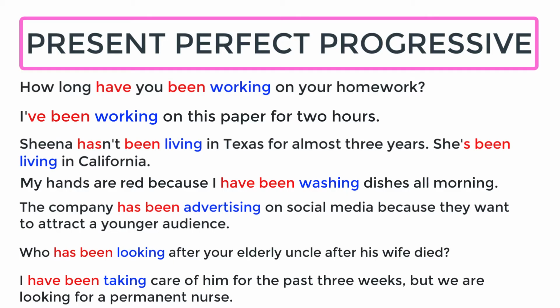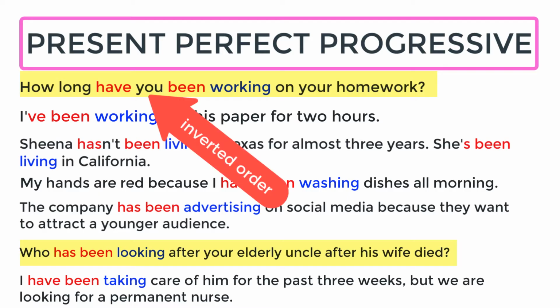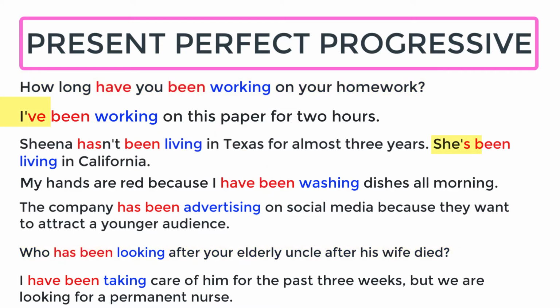Notice that in these examples, some sentences are in the form of a question, and when this happens, remember that the subject is in inverted form. Also notice the contracted form of I have. In the second sentence, I've. And look at the negative form. In the third sentence, hasn't, has not.